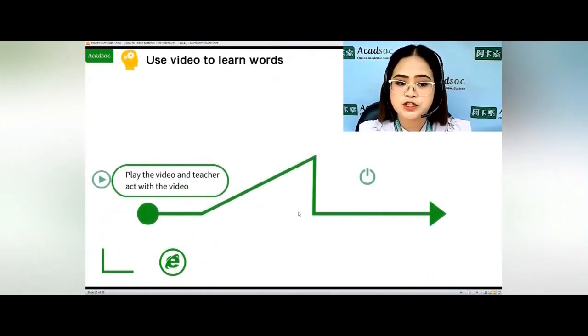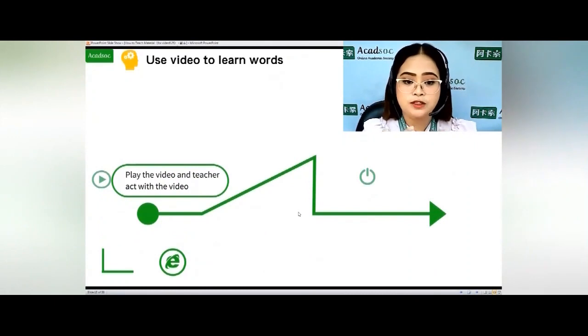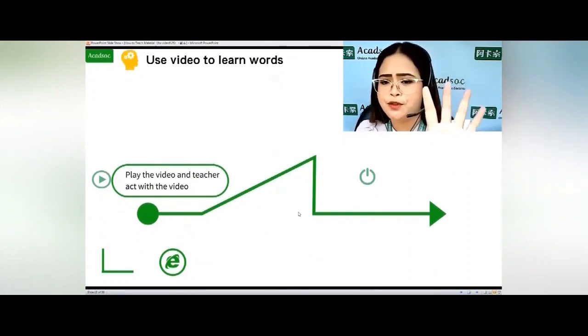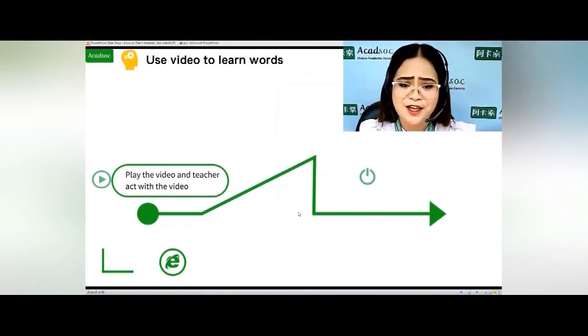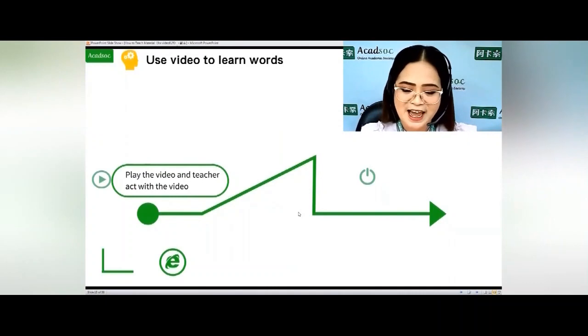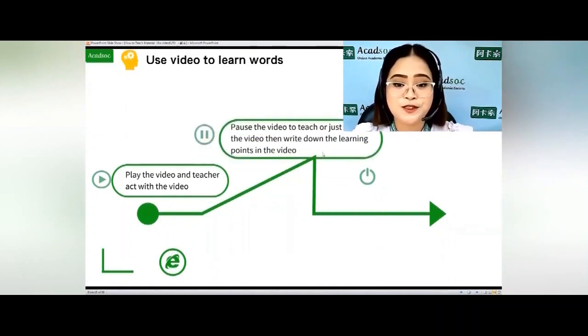Say for example, if you're teaching a song. Now, when you teach a song, guys, you do not just put the video there on the board. You also would need to act. In that way, your student would feel like, oh, my teacher is having fun. I might as well have fun. Like that, right? Now, let us move to the next one.